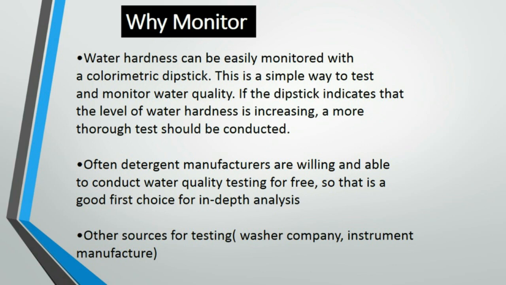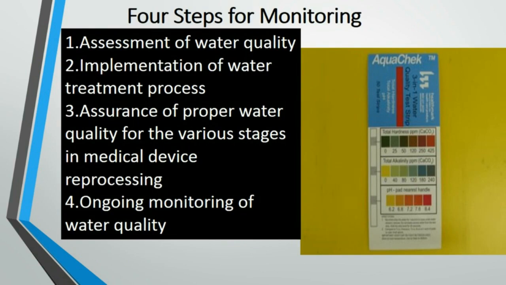Often detergent manufacturers are willing and able to conduct water quality testing for free. So you may realize that you have a little bit of a problem. Try to leverage your detergent manufacturer, because they want to keep your business. They want you to believe their detergent works well, and they might come in and do a little water testing for you to see if there are any issues. You would fix those issues, and then you would love their product because it's going to work better. Other sources for testing: your washer company or your instrument manufacturer might also be able to help you out if you were to ask.